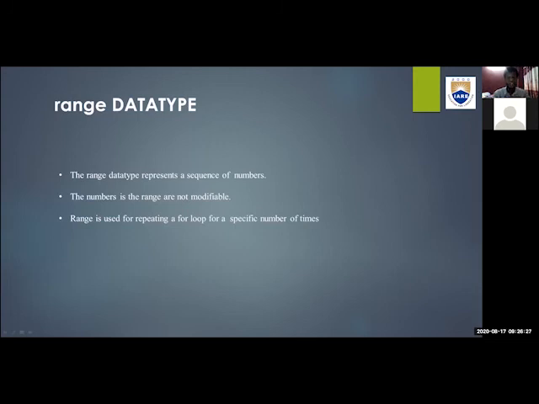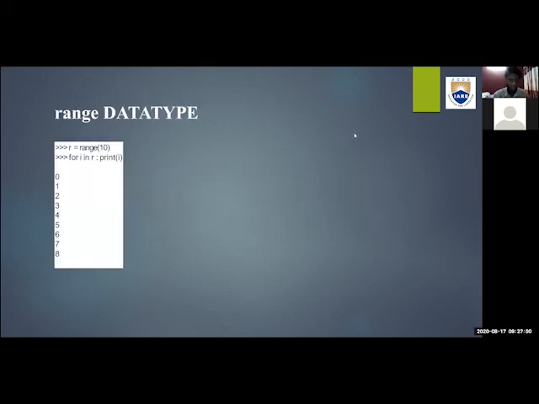Now let's look at the range data type. A range data type represents a sequence of numbers. The numbers in a range are not modifiable. The numbers in the list can be modified, the numbers in the tuple cannot be modified, and the numbers in the range also cannot be modified. Range is used for repeating a for loop a specific number of times, depending on the conditions which we provide.